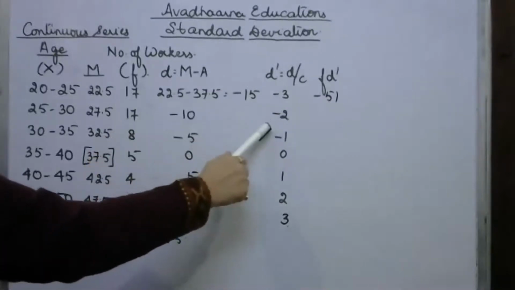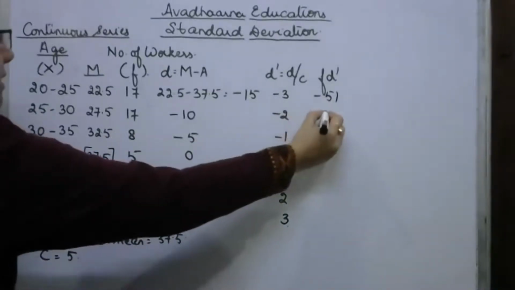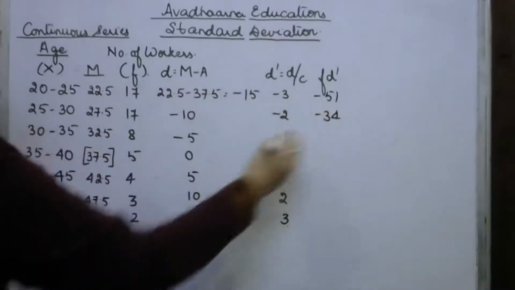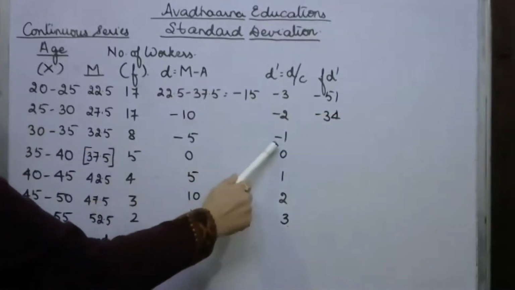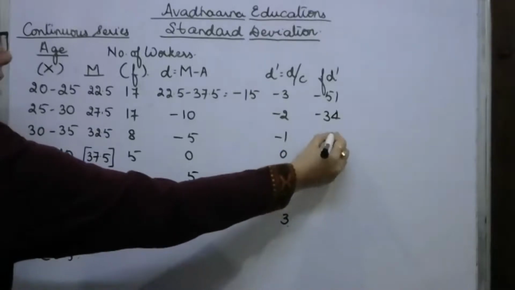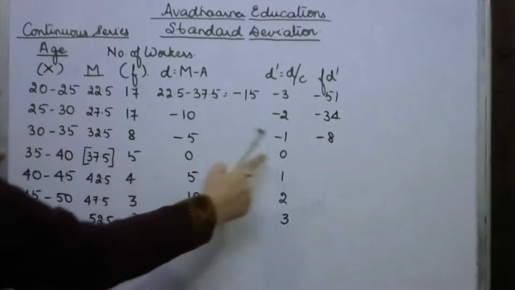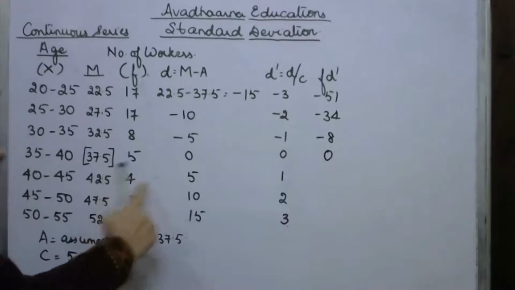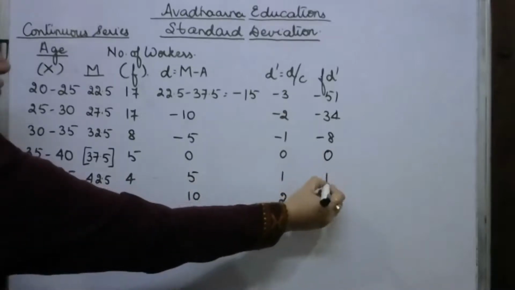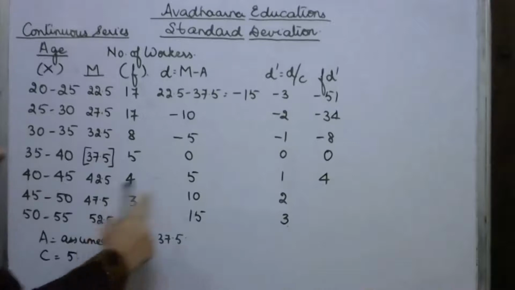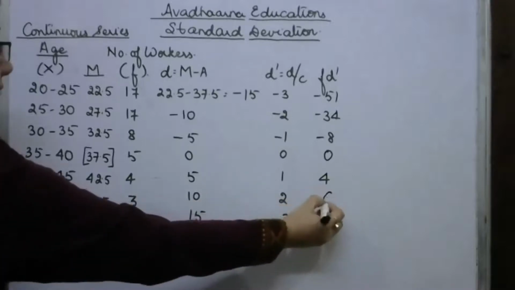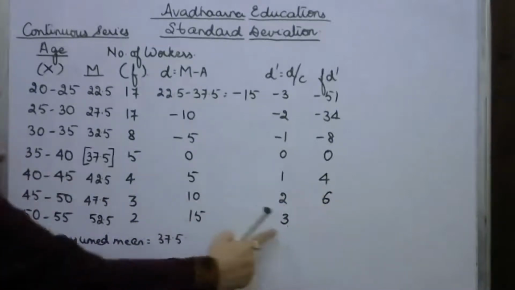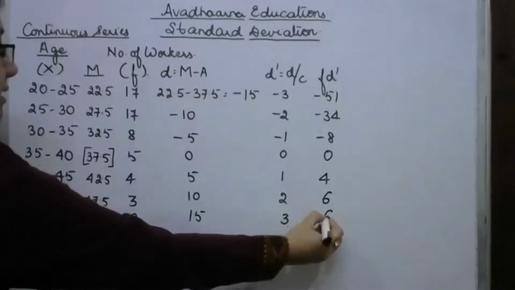17 multiplied by minus 2 is minus 34. 8 multiplied by minus 1 is minus 8. 5 multiplied by 0 is 0. 4 multiplied by 1 is 4. 3 multiplied by 2 is 6. And 2 multiplied by 3 is 6.